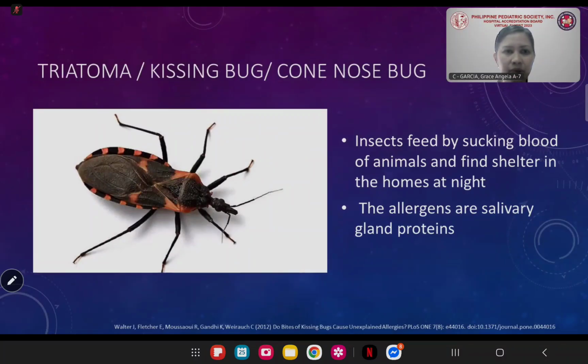And then this is common also in our setting, the triatoma, the kissing bug or the cone nose bug. Insects feed by sucking blood of animals and find shelter in the homes at night. The allergens are salivary gland proteins. This looks like a small cockroach, and they have different colors as well. They could be brown, yellow, red. I've seen different colors also of this triatoma bug.